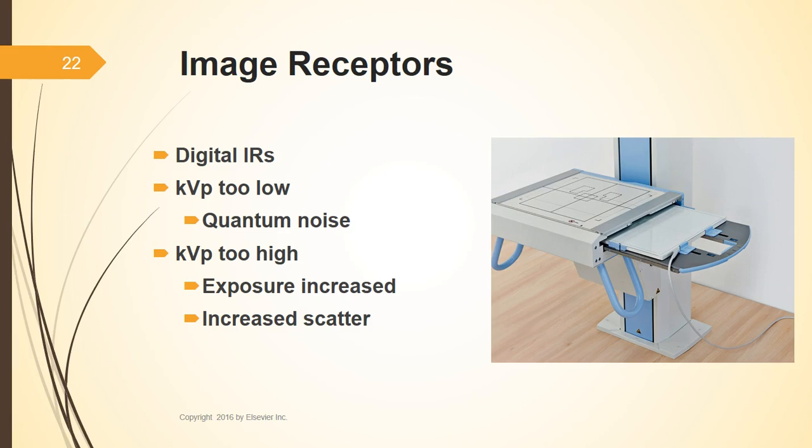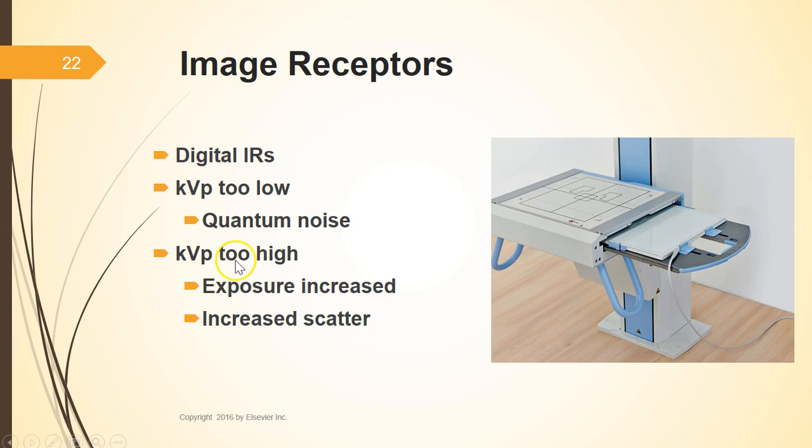So, when a kVp that's too low is selected, the computer can adjust it, but you're going to have that quantum noise again. If your kVp is too high, the brightness and contrast are adjusted, but you just increase the exposure to your patient.